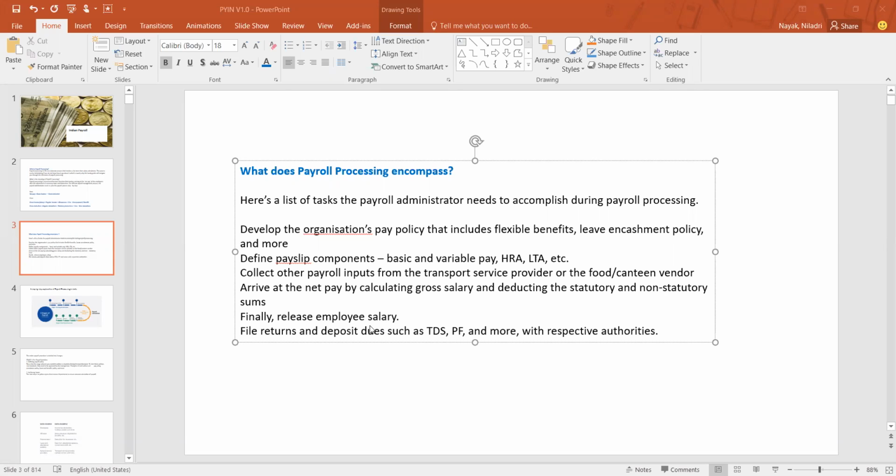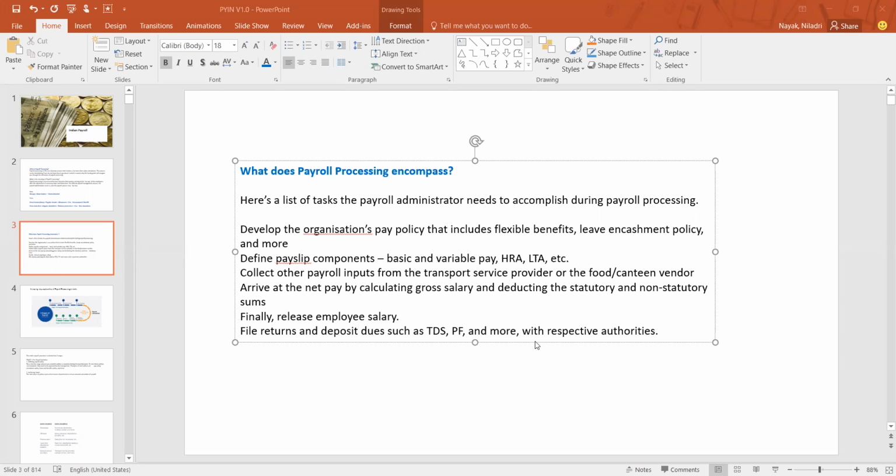Finally, you'll be releasing the employee salary after the processing of the payroll. Then certain other things like deposits will happen: TDS, provident fund, or any of the other tax authorities. Whatever filing you have to do, you have to complete. So suppose somebody asks what are the different tasks you do as a payroll officer or payroll manager in a typical payroll environment, you should be able to explain all this. Here I have given an Indian context, and the same thing is applicable for other countries' payroll as well.